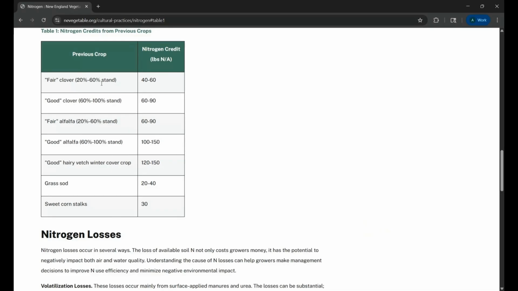If you had some nitrogen fixing plants on that, it would be much, much more. That's almost all you need for the season. You might also think about compost amendments in the same way. So you maybe applied compost the year before and that has broken down and provided you with a nitrogen credit.